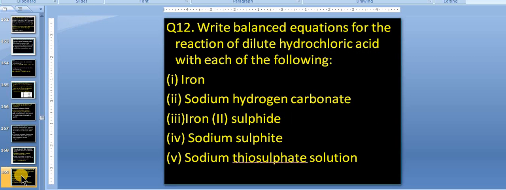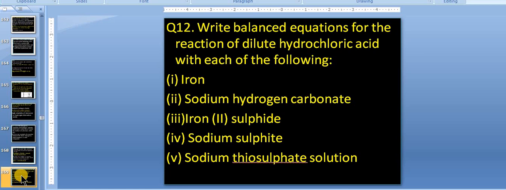you can see the question. Write balanced equation for the reaction of dilute hydrochloric acid with each of the following. Now see, all the reactions which are there in the syllabus will be covered in these 5 reactions. These reactions either can be asked from the acid base chapter or here. It is almost the same. Now in the first reaction, which gas will be evolved?